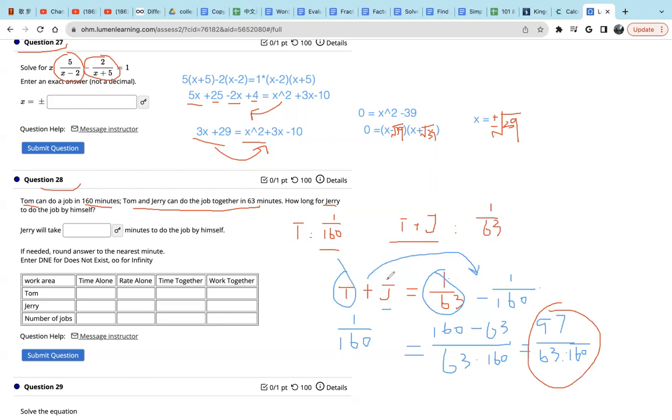But once you have the speed of Jerry, what is his time? The time equals 1 over the speed, 97 over 63 times 160. So 1 divided by this number is 1 multiplied by the inverse of it. So what's the time in minutes? You punch into a calculator 63 times 160, then divided by 97. Okay. You could use this chart to help you.